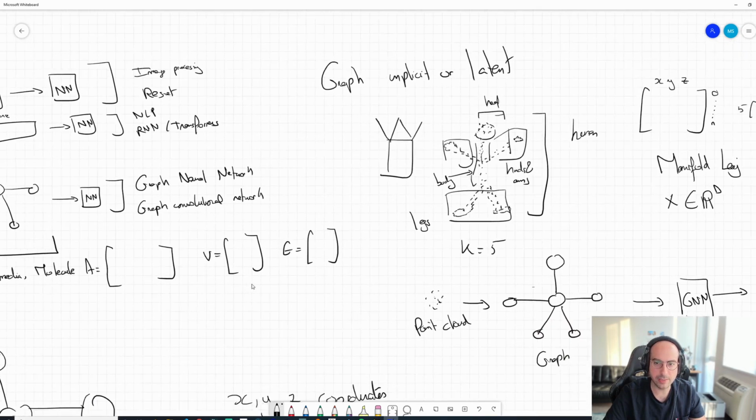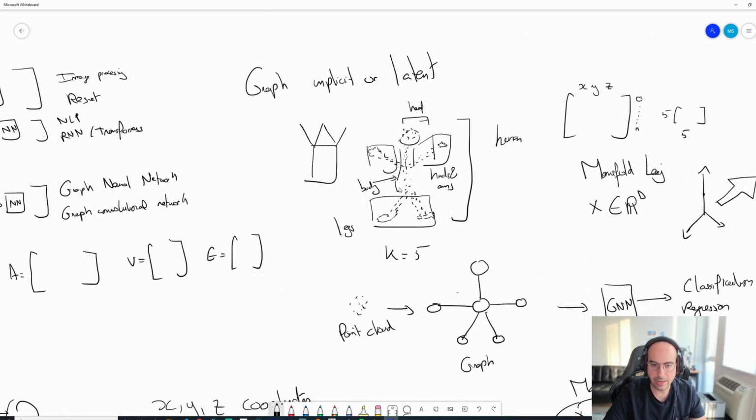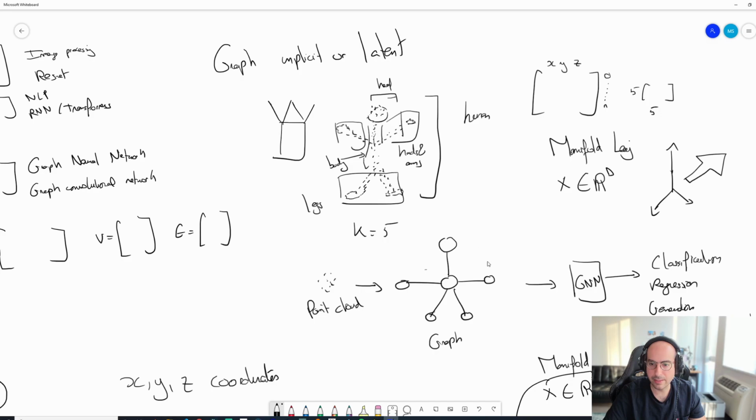However, in some domains like point clouds, the graph is implicit. What you're given is only x, y, z coordinates, but you don't know how all of those points relate as a graph. What's interesting about setting things up as a graph is that you can then feed it to a GNN and do some sort of classification, regression, or generation. And the graph is much lower dimensional than the original space, so you can understand graph learning as a form of manifold learning.